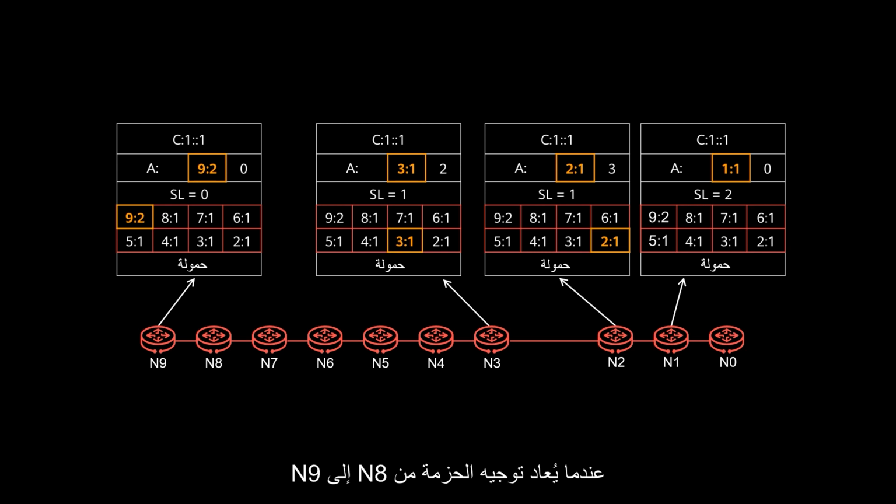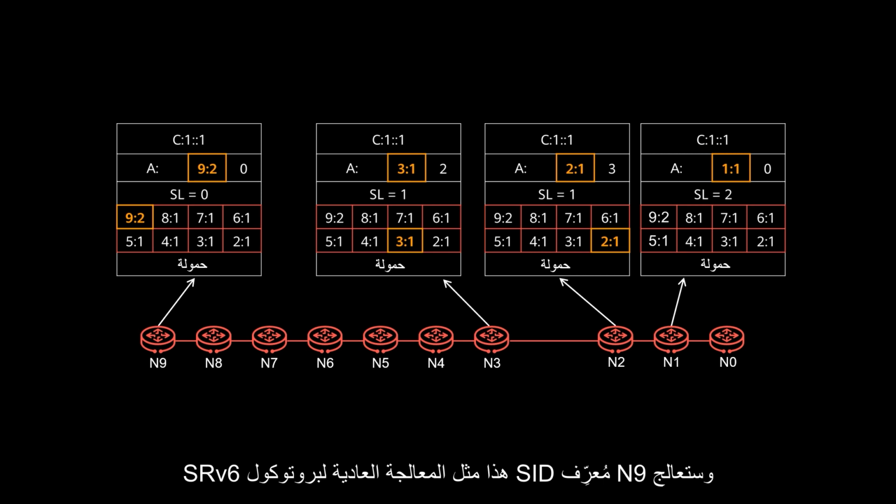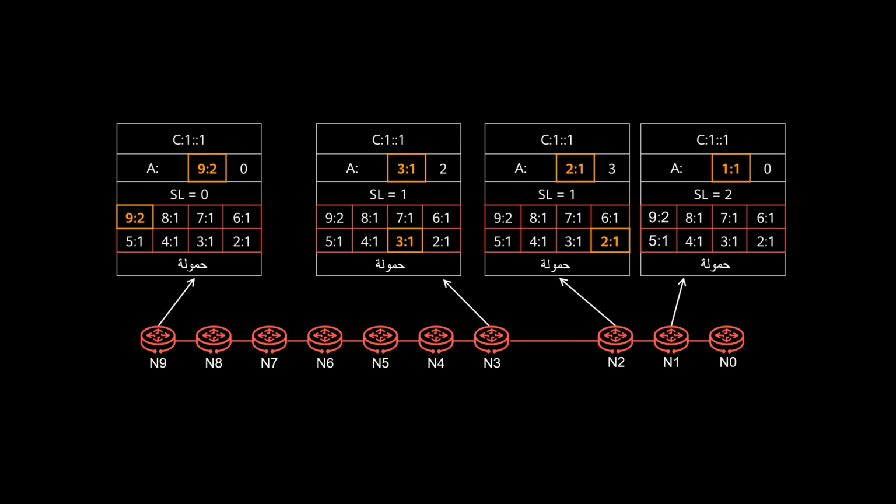When the packet is forwarded from node 8 to node 9, node 9 detects that the DA is a:9:2, which is a normal End SID allocated by itself. So node 9 will process this SID as normal SRv6 processing and end the forwarding.